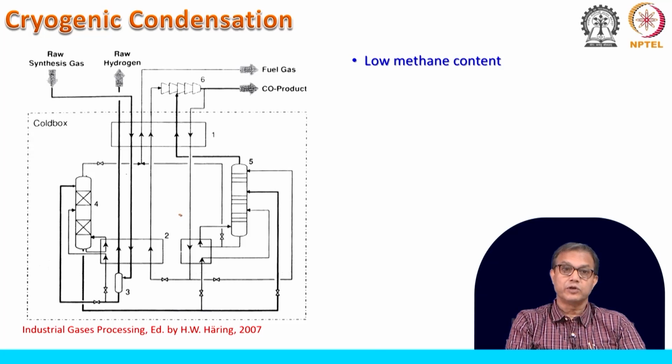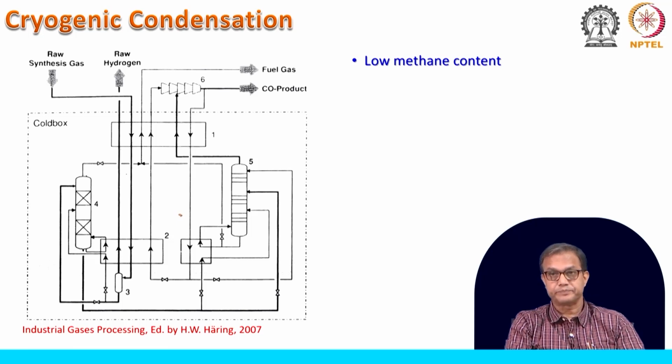So, this is a typical cryogenic condensation. This picture has been taken from Industrial Gas Processing edited by H.W. Häring, 2007, but it looks a bit complicated, but we will just look into the salient features of this kind of processes. This is basically a cryogenic process where you will find that it is harnessing the difference in the boiling point of hydrogen and all other components.